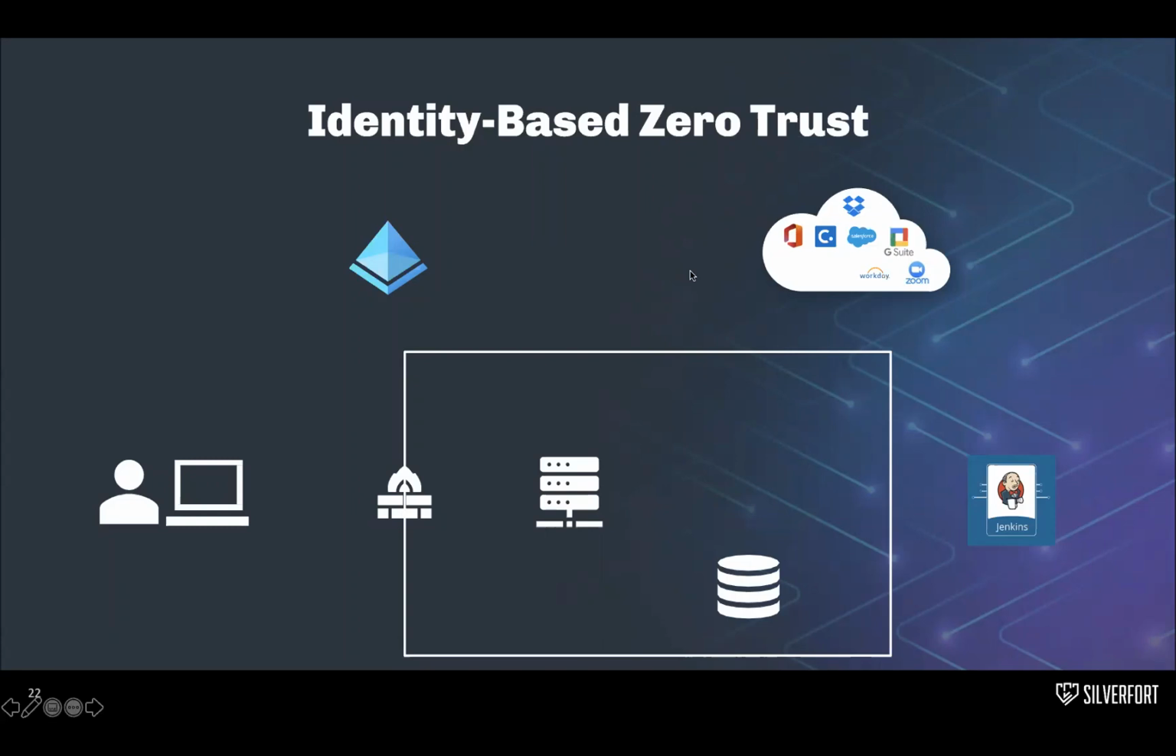I also have numerous SaaS applications that my business uses, and I'm accessing them through Azure Active Directory. Additionally, I also have a DevOps environment with a Jenkins machine, and I authenticate to these machines through Active Directory. So what does this have to do with identity-based zero trust?